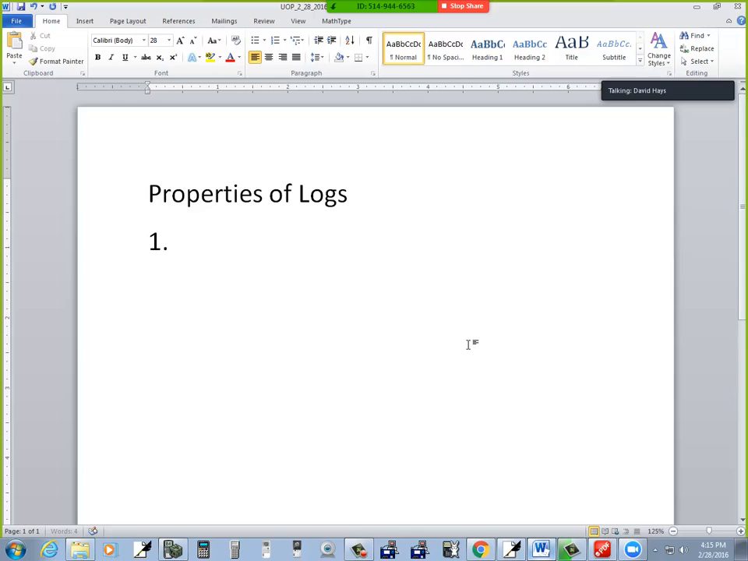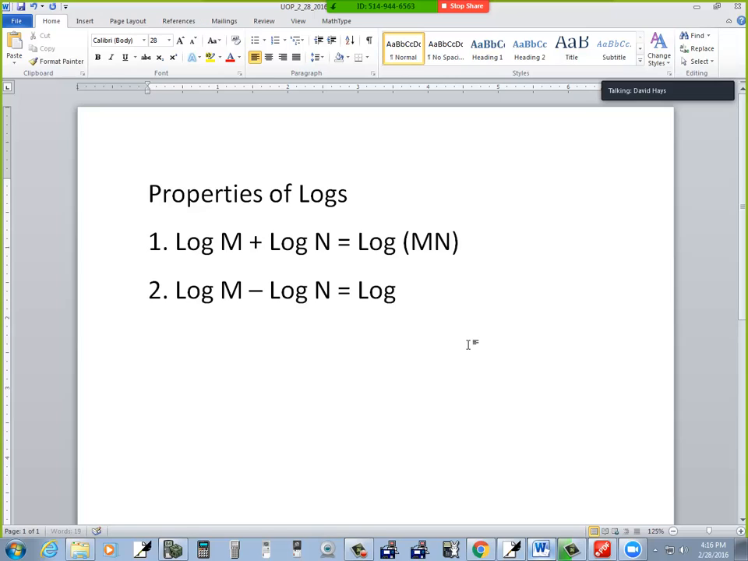Properties of logs. Our first one says if we have log of something plus log of something else, then we can rewrite that as log of the two items multiplied together. Addition becomes multiplication. If we have log of something minus log of something, then subtraction becomes division. And if we have typically a number in front of the log, p log m, then we can take that number that's in front of the log and put it as our power.